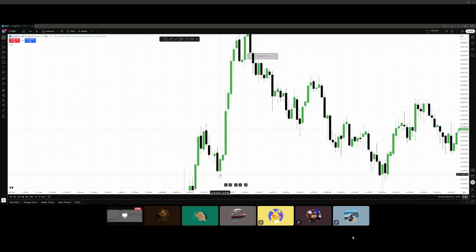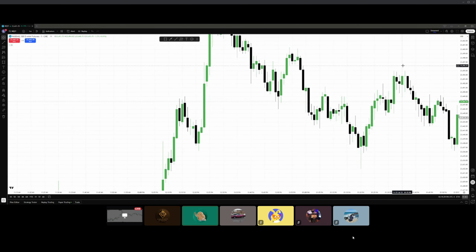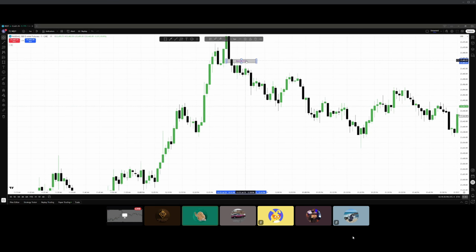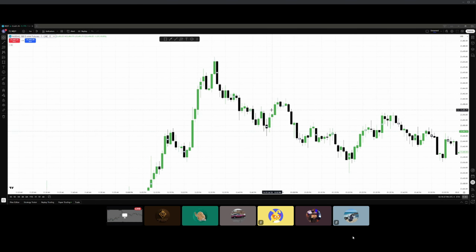Then we target lows going down or highs going up. The market likes to take those highs. The market likes to take those lows. That's what we want to aim for.